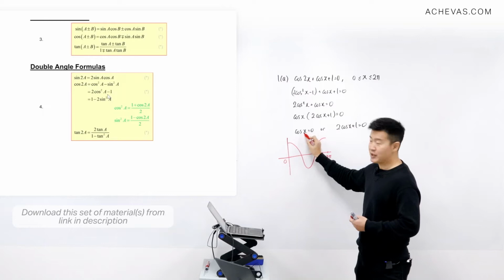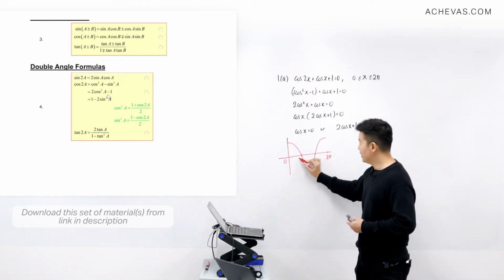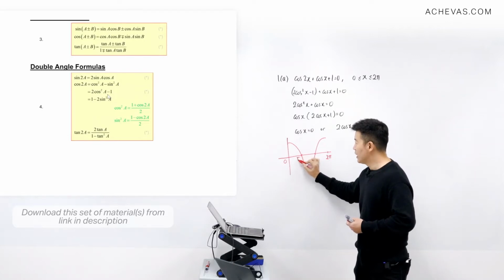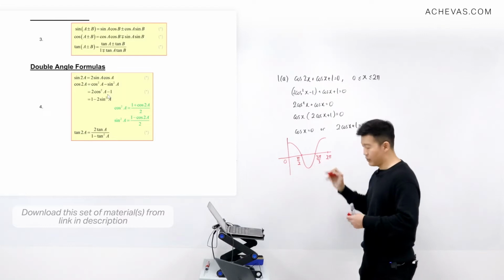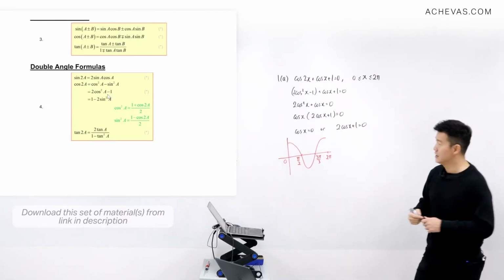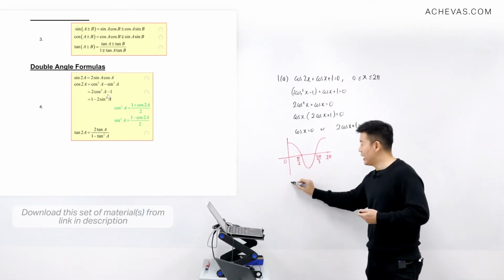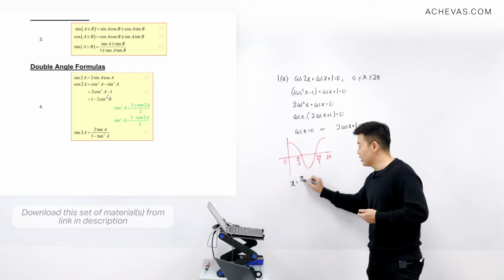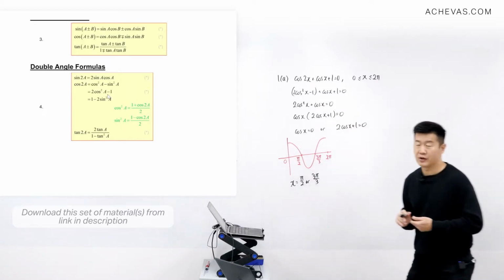And for cosine x to be equal to 0, it is here and here. And when will this happen? It is when x is equal to pi over 2, and this is when x is equal to 3 pi over 2. This helps me to solve for this equation faster. So based on me imagining the graph, I know x is going to be equal to pi over 2, or it's going to be equal to 3 pi over 2.